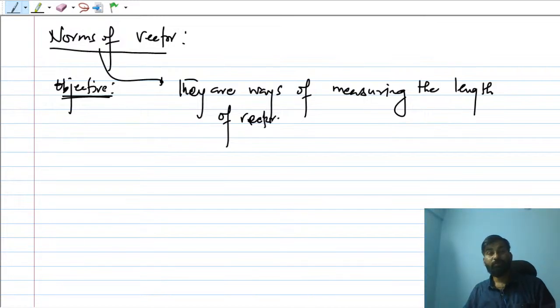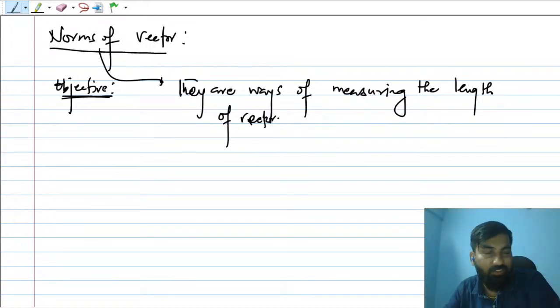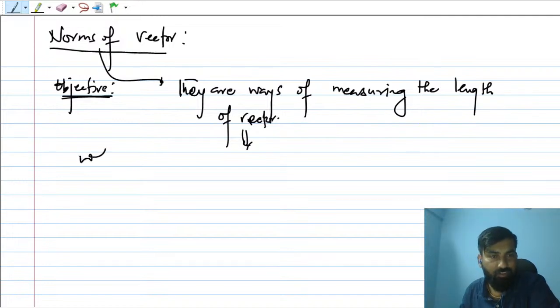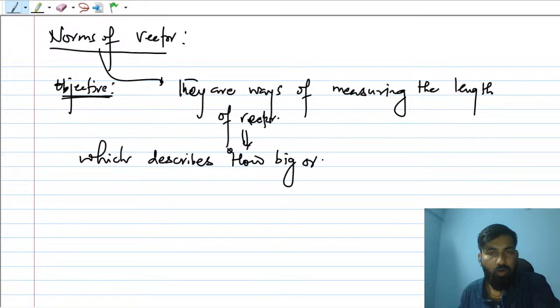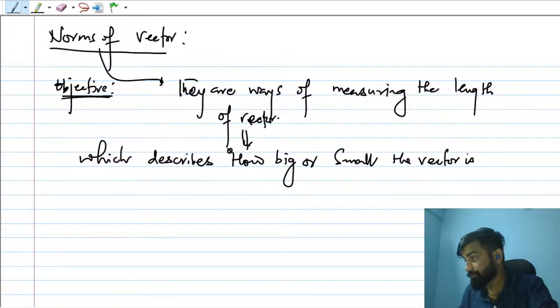So what does this length describe basically? You should know why we are measuring the length of a vector. The length of the vector describes how big or small the vector is. That is a very important concept.